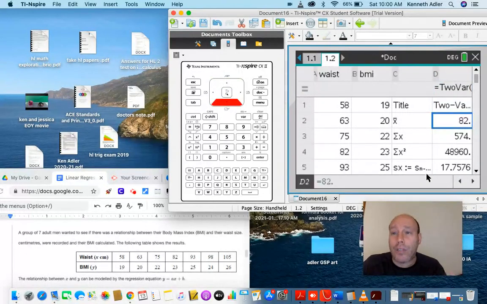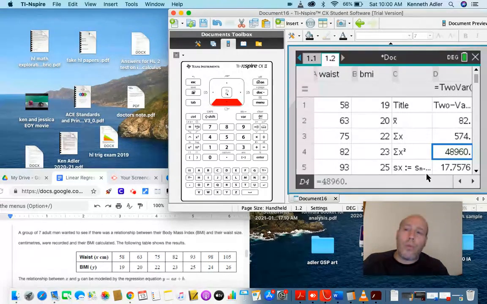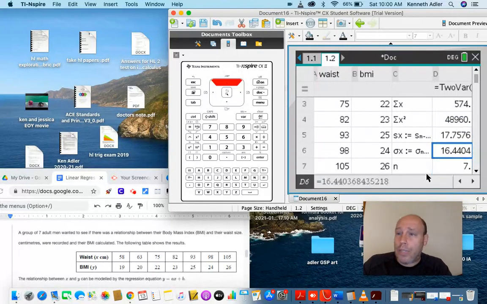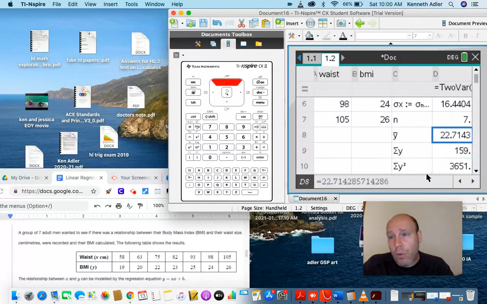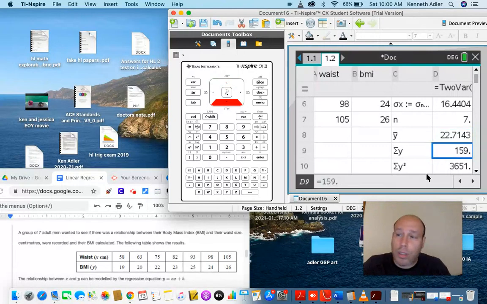Well, the X column or the waist column has a mean of 82. The sum of the data is 574. The sum of the squares is 48,000. Let's see, we saw that was necessary for the variance. The standard deviation of the X column or the waist is 16.4, and there's 7 pieces of data. Now let's look at the Y column. The mean for the Y column or the BMI is 22.7. The sum of the Y values is 159.